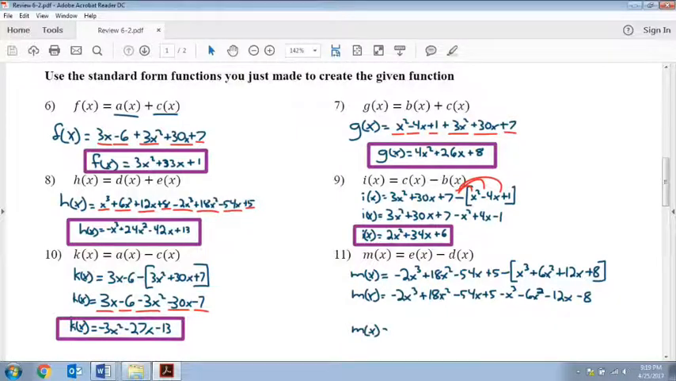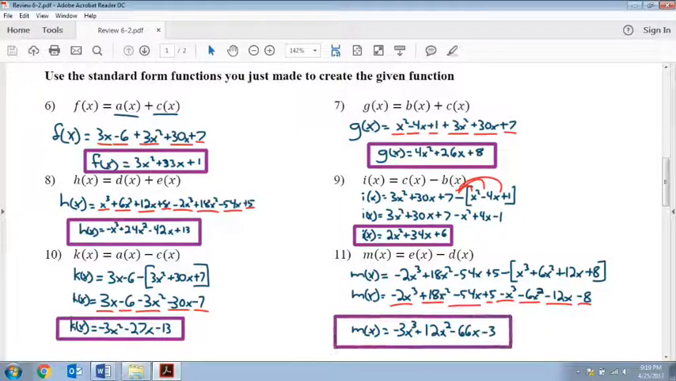And last but not least, combine your terms. M of x. Start with your highest exponent. That's a negative 2x to the third and negative x to the third. That makes negative 3x to the third. I got 18x squared and negative 6x squared. That makes 18 minus 6, that's 12x squared. Then do your x's. Negative 54 minus 12 equals negative 66x. And last but not least, your units. 5 minus 8 is negative 3. So, without further ado, there you go.